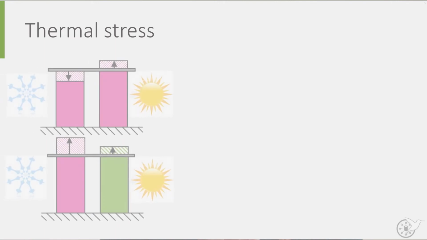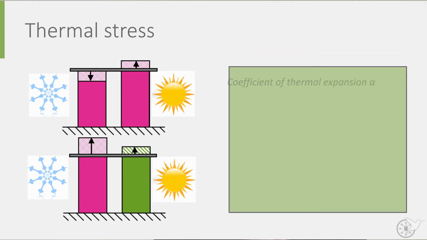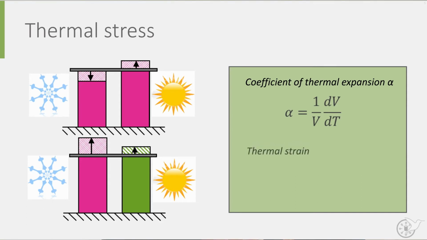Next to the effect of the environmental temperature on the mechanical properties, designers must also take into account thermal stress. This is caused by materials expanding or contracting due to the change in temperature. The relation between the temperature and the volume is described by the thermal expansion coefficient denoted by the lowercase Greek letter alpha. It is equal to 1 over the volume V times the change in volume with the temperature, dV over dT. The thermal strain is then equal to the thermal expansion coefficient alpha times the change in temperature delta T. From this, you can now calculate the thermal stress.